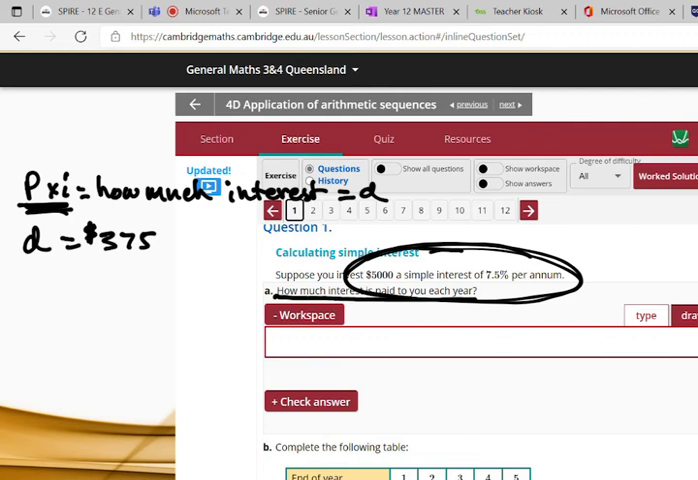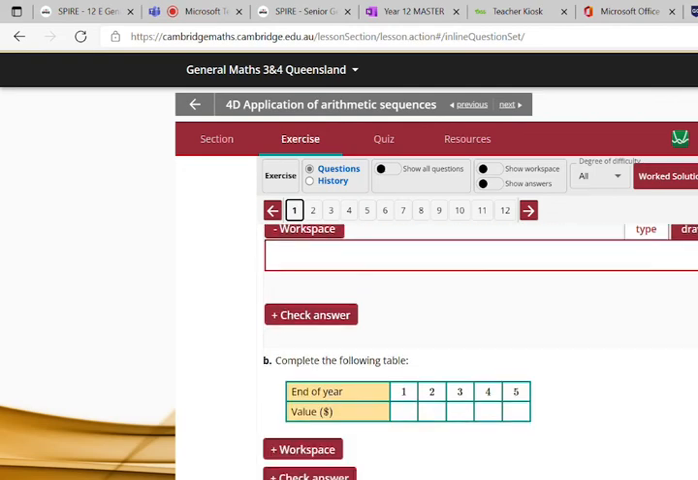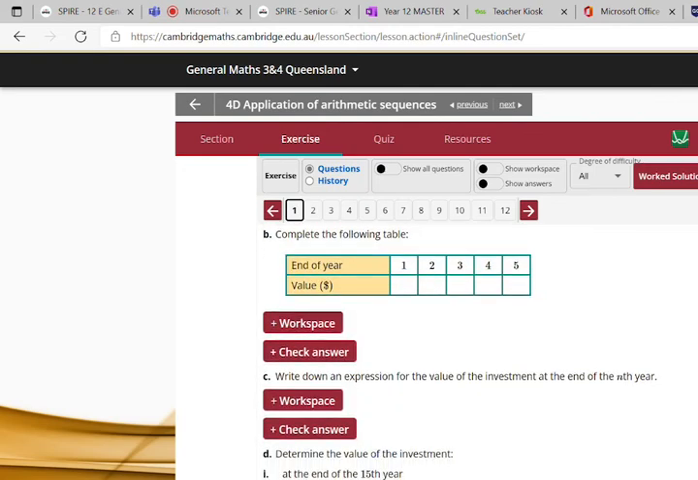All right. So now that we know how much interest, we can work on finding out what that means for every year. And in this particular example, they're going to do it for you in a table. Pay attention to these tables because you're going to be asked to complete these tables as well as graph them. So that means that every year you're earning $375, right? But now look, they want the total value of the loan or the total value of the investment.